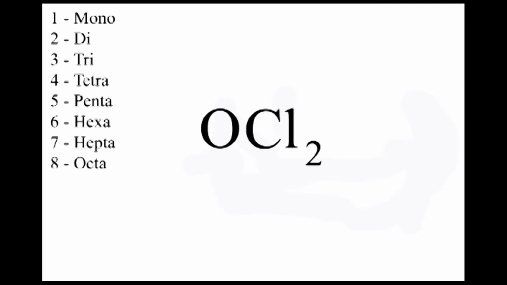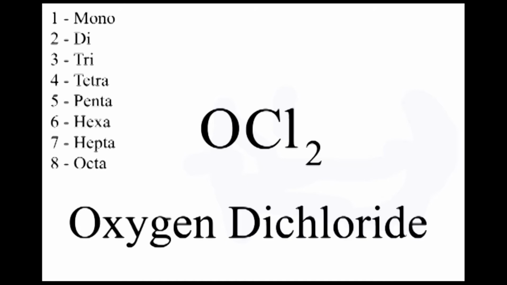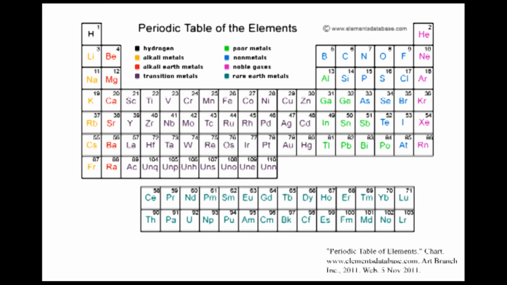So there's one oxygen. Since it's the first element, we don't need to put the mono in front of it, so we just write oxygen. There are 2 chlorine atoms, so you have to put the di prefix in front, and we also must put the ide suffix at the end, dichloride. So the full name of this compound is oxygen dichloride. Don't forget that the last element always needs the ide suffix. Let's do one more example of covalent compounds. We're going to combine phosphorus and sulfur.